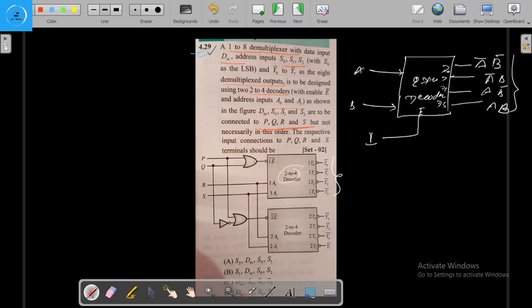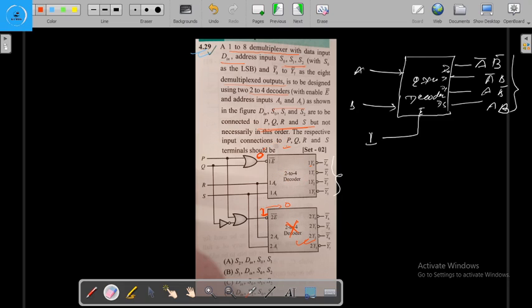So if we provide logic 0, or say low logic, here, and we provide logic 1 here, this decoder will work, and this decoder will not work. Similarly, after some time, if we interchange this 0 to 1 and this 1 to 0, then this decoder will not work and this decoder will work. So for getting the 1 to 8 demultiplexer, we wish that only one decoder should work at a time, right?